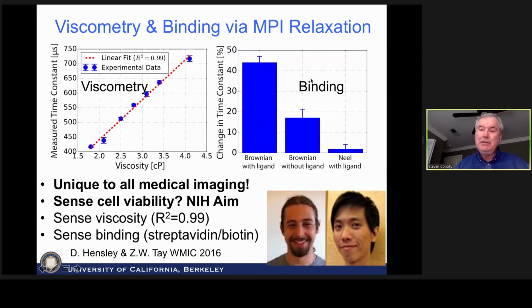And it could be a very useful molecular imaging tool. We've actually been able to easily measure binding. We haven't yet done this in vivo, but it is really exciting. One of the things we've been trying to do is see if we can use this to sense cell viability for, say, stem cells in vivo. And so more on that to come.